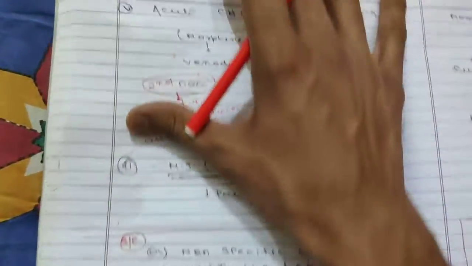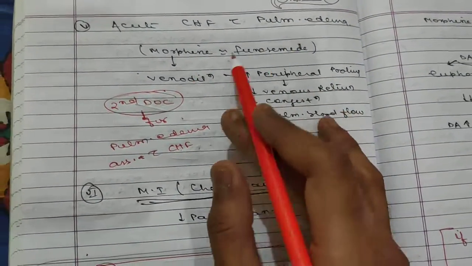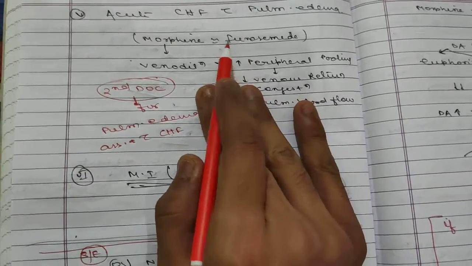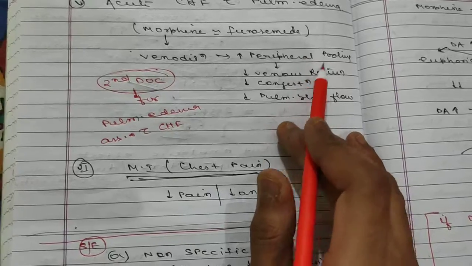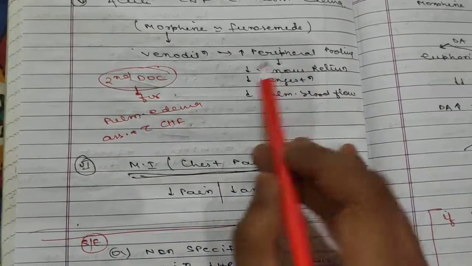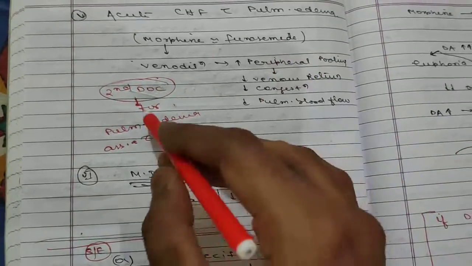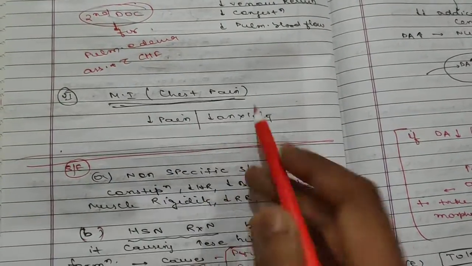Now the next is your acute CHF with pulmonary edema. In this you can use morphine, because morphine has similarity with your furosemide, about the same action. Okay, it will cause venodilation, so it will increase peripheral pooling, so decreases venous return, so decreases congestion, so decreases pulmonary blood flow. Okay, second drug of choice for the pulmonary edema associated with CHF after furosemide. This is the second drug of choice. In cases of MI, you can give it for the decrease in pain and decreasing anxiety.